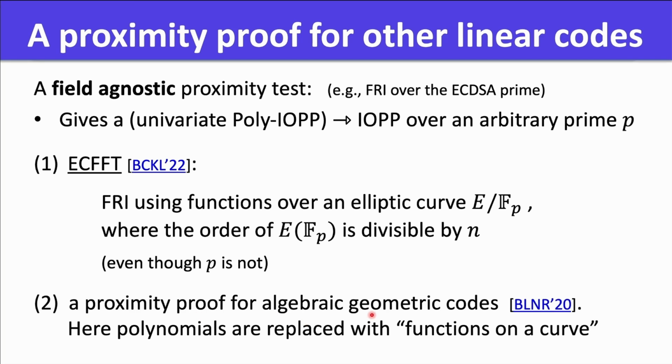Another example is a paper from 2020 that gives a proximity proof for algebraic geometric codes. Here, polynomials are replaced with what are called functions on a curve. Again, the same FRI mechanism basically can be made to work in this setting, and we get a nice proximity proof from these algebraic geometric codes.